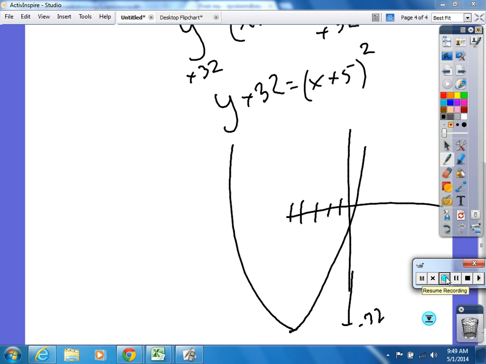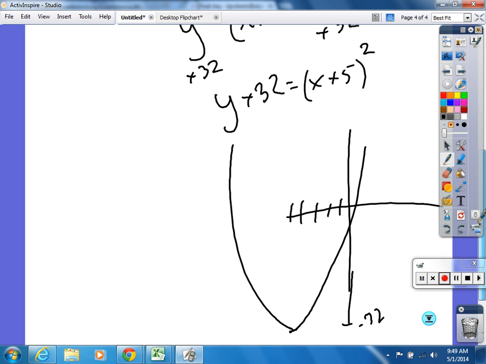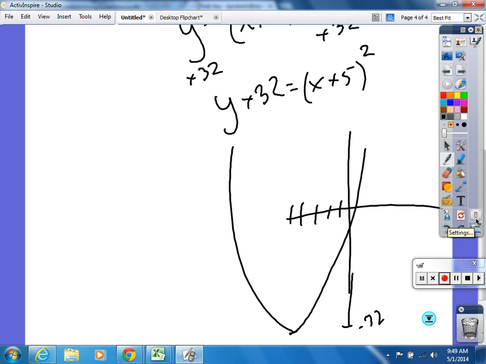Okay, so notice this is what it looks like in general, but how do we know that this graph is going up and not down? Is there a negative out front of it? You know there's not anything out front of it. So we know that's why it's going up.